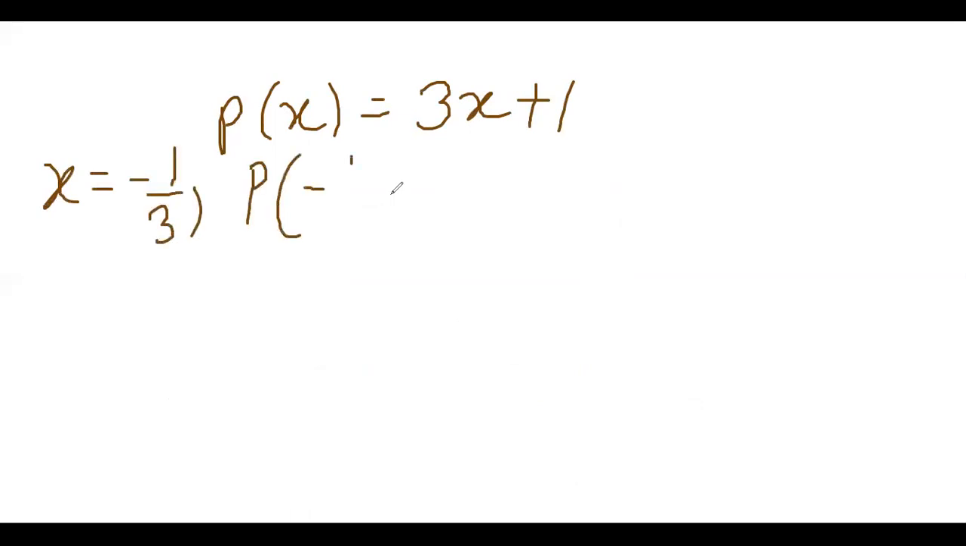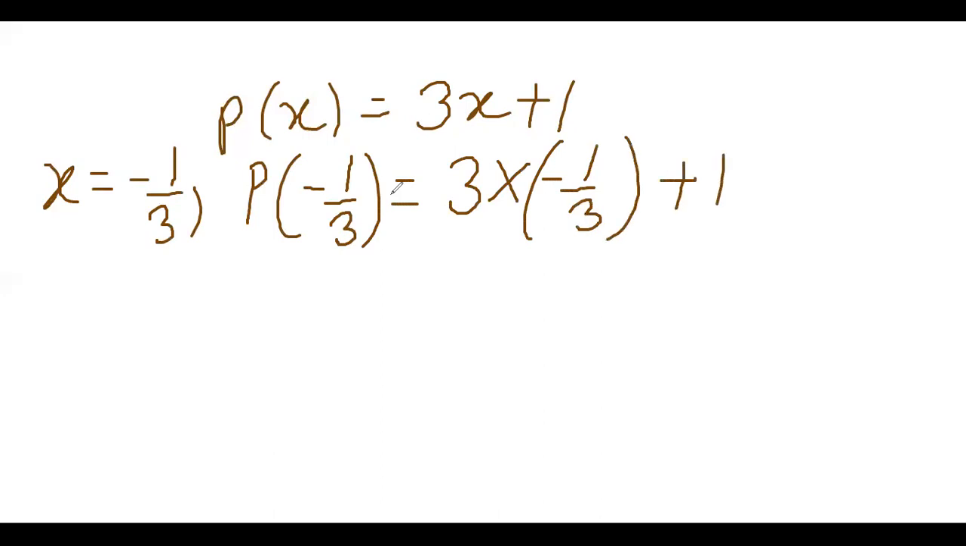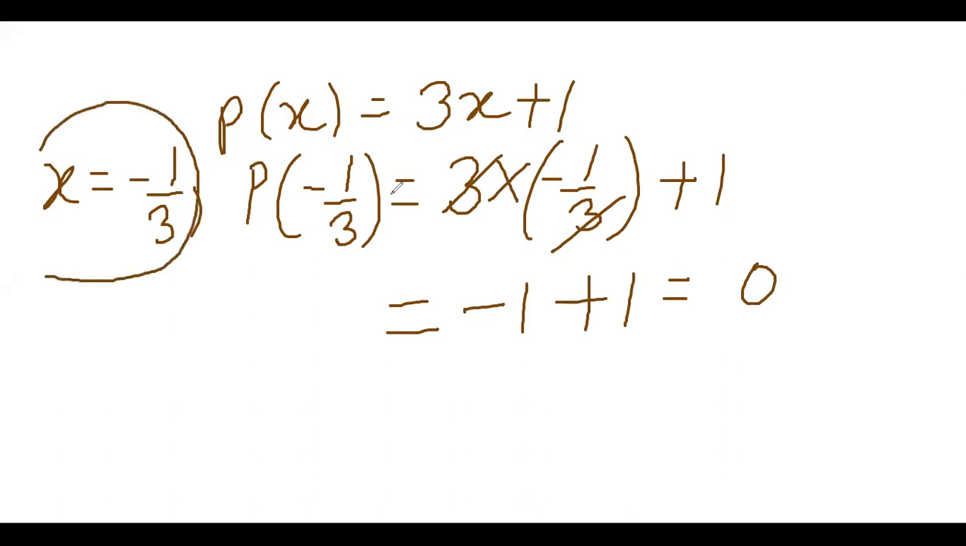Just put the value -1 by 3 is equal to 3 into, just put the value -1 upon 3 at the place of x, plus 1. Then in multiplying, 3 and 3 will be cancelled. It will be -1 plus 1 is equal to 0. So we'll say that yes, x is equal to -1 upon 3 is a zero of the polynomial. Right? x is equal to -1 upon 3 is a zero of the given polynomial.